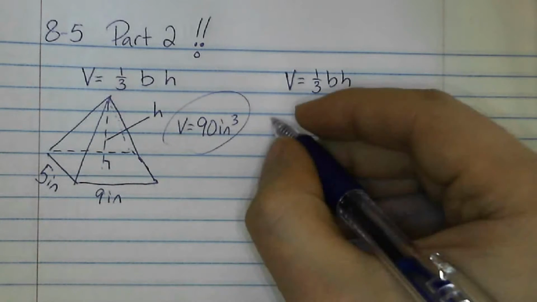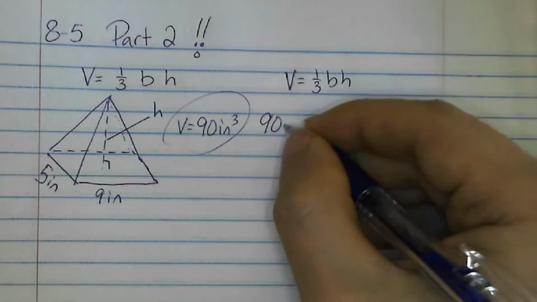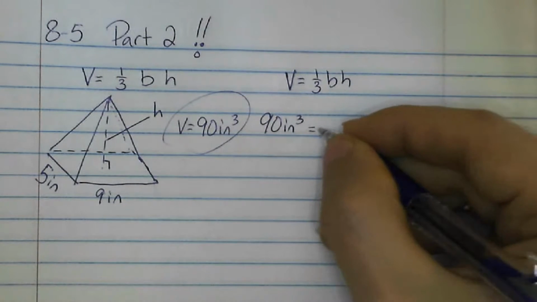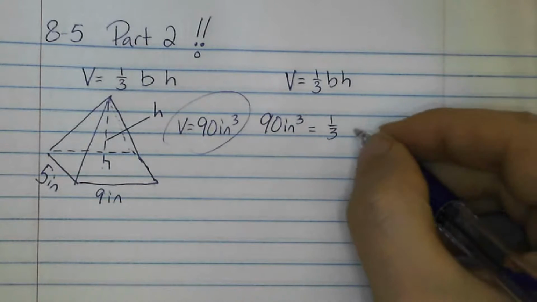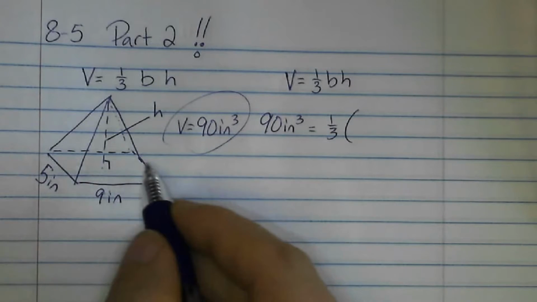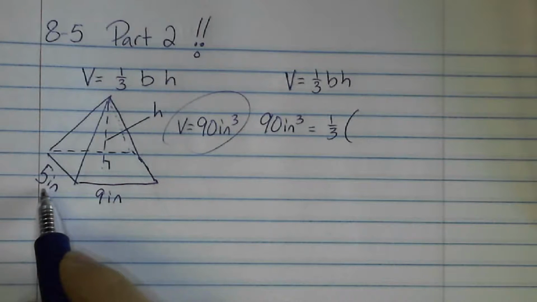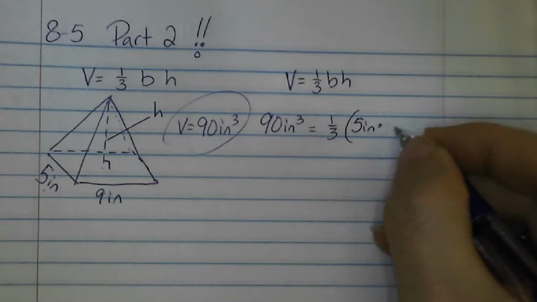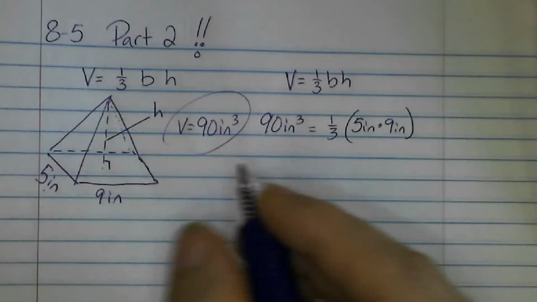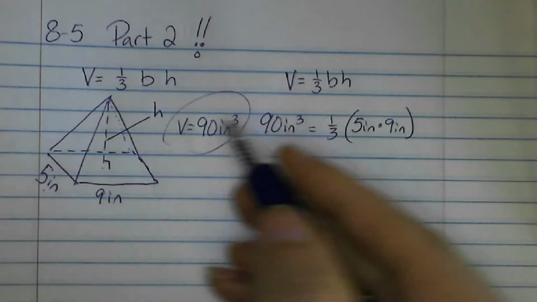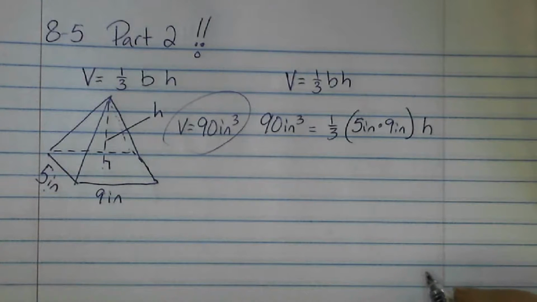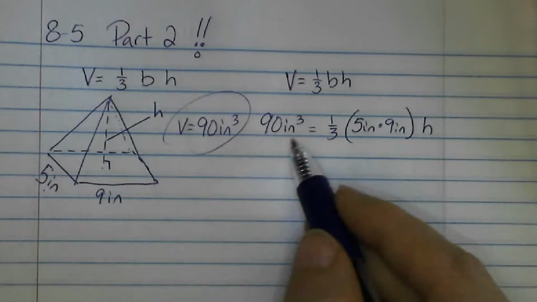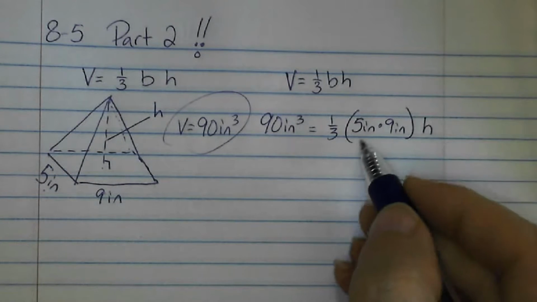Volume we know is 90 inches cubed, so let's fill that in. The 1/3 is going to stay 1/3. For the base, since this is a rectangular prism, we know it's going to be length times width, 5 inches times 9 inches. And the height is what we're trying to solve for. We don't know what that is, so we're going to leave it as a variable. So now, we're going to go ahead and break this down, just like usual.